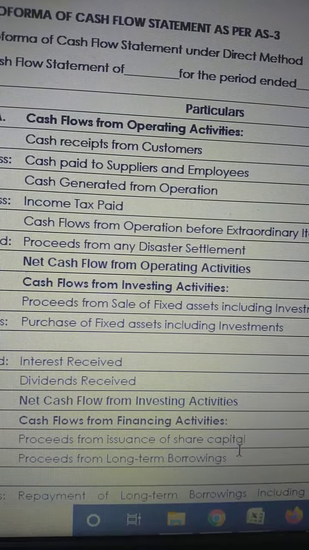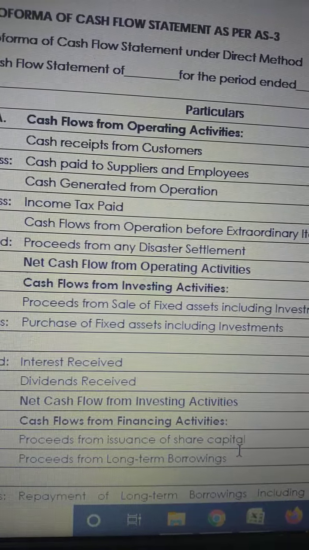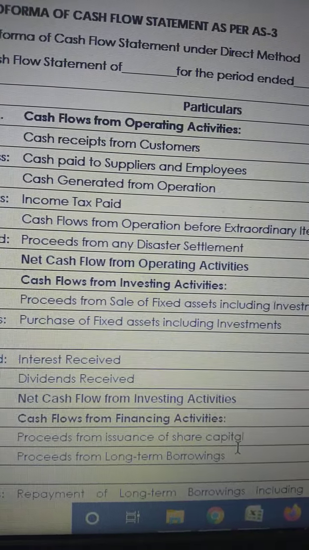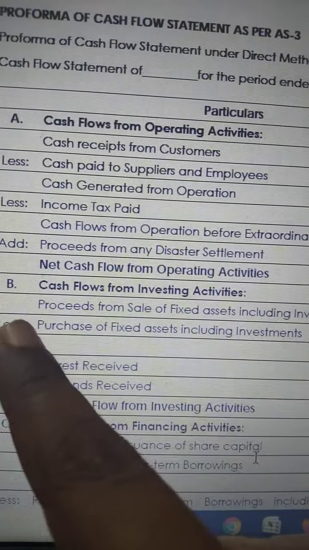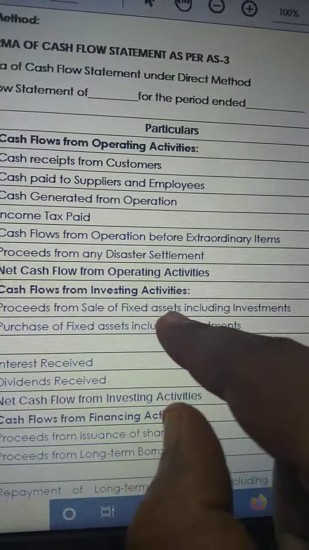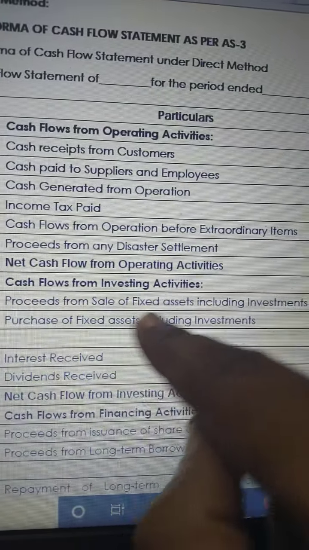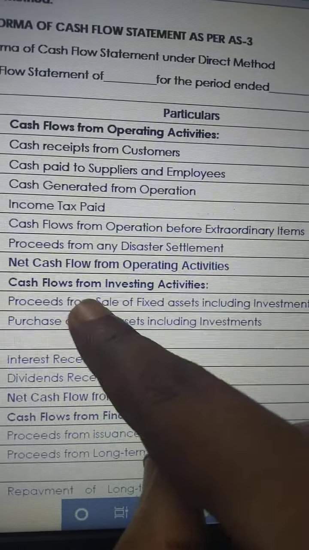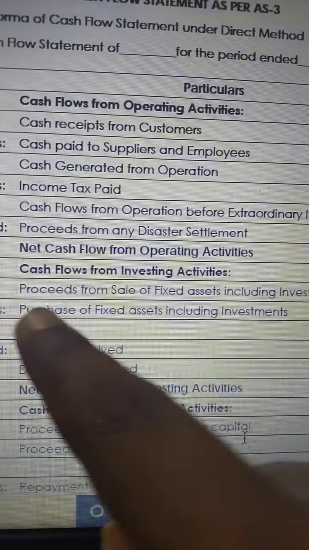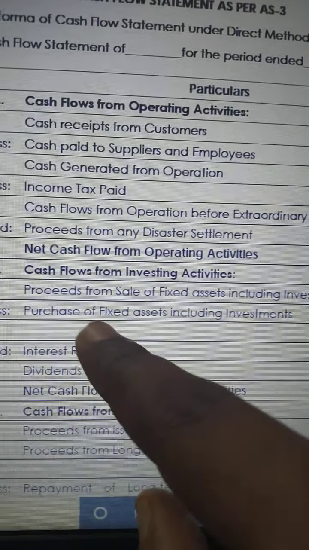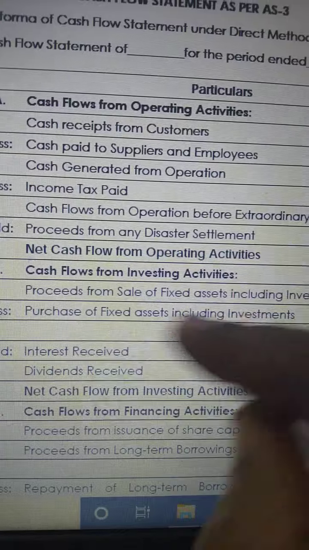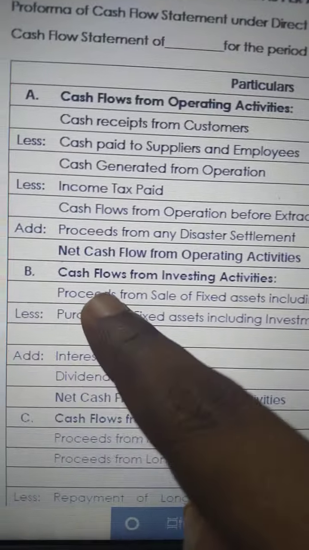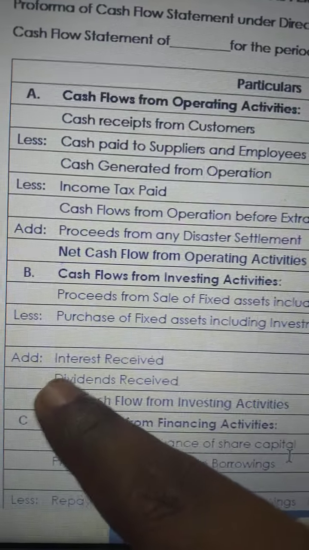Then if I invest in shares and debentures, what will happen? I will receive dividend and interest income. Okay, like this you have to think. Here they presented proceeds from sale of fixed assets including investment. I am selling my investment and fixed assets because I already bought them, so this will be presented here. Then during the year, how much I spent on the purchase of fixed assets and investment, that is an outflow. Inflow minus outflow plus interest received.